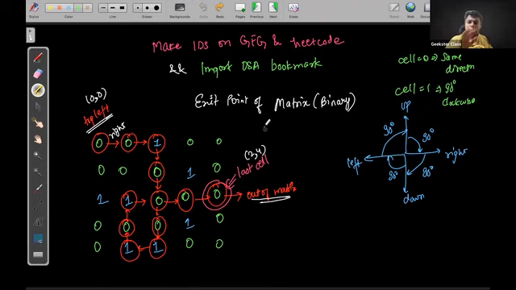If the question is asking, please give me the exit point, can we just travel in the same fashion in which we figured out the exit point and return the last cell? But the main point is how we will travel in this direction, how we will travel in this form.